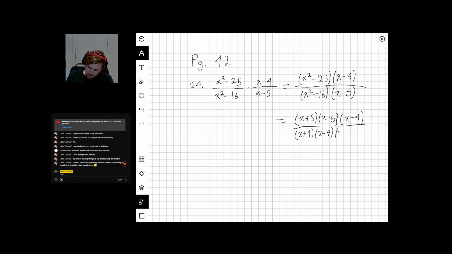x minus 5. Now we've got multiplication on the top, multiplication on the bottom, and no addition or subtraction in between, right? No terms. These are just factors. We can just cancel factors. Boom, boom. And we get x plus 5 over x plus 4.